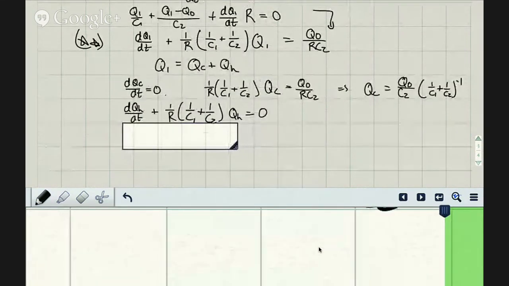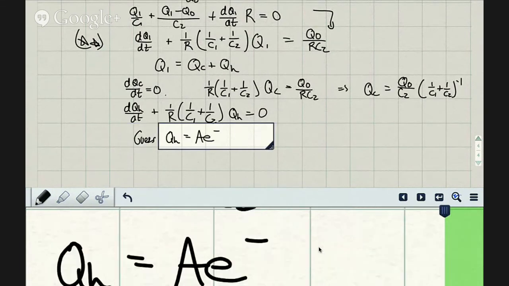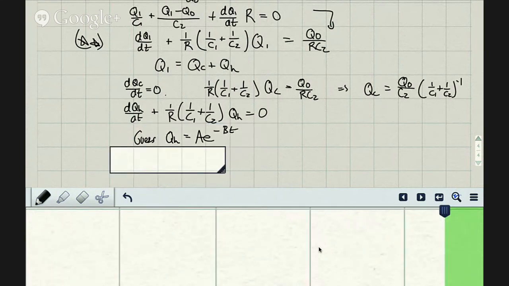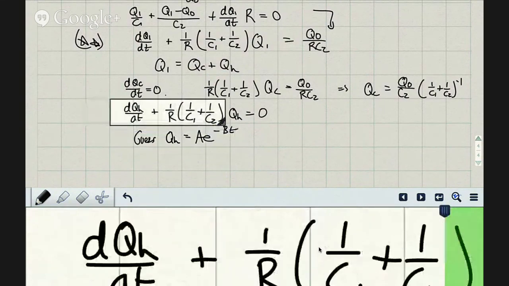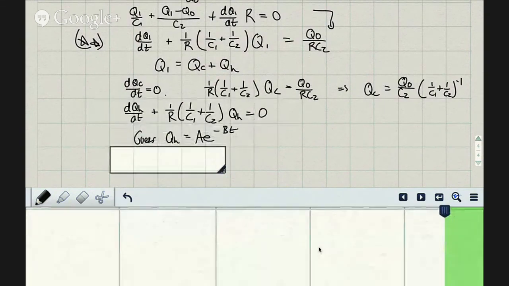And so when we see an equation of this form, we guess QH is equal to A e to the minus BT, unknowns A and B. So we need to plug our guess into this satisfying equation called the homogeneous equation, okay?